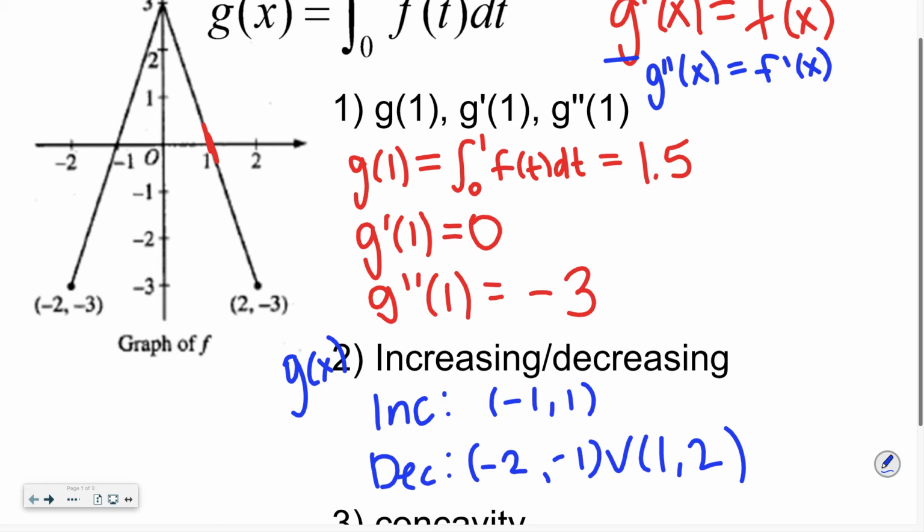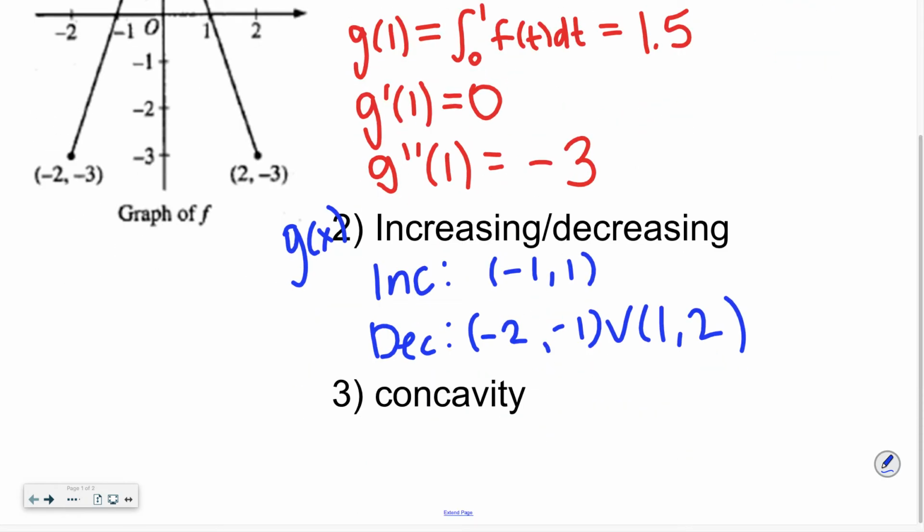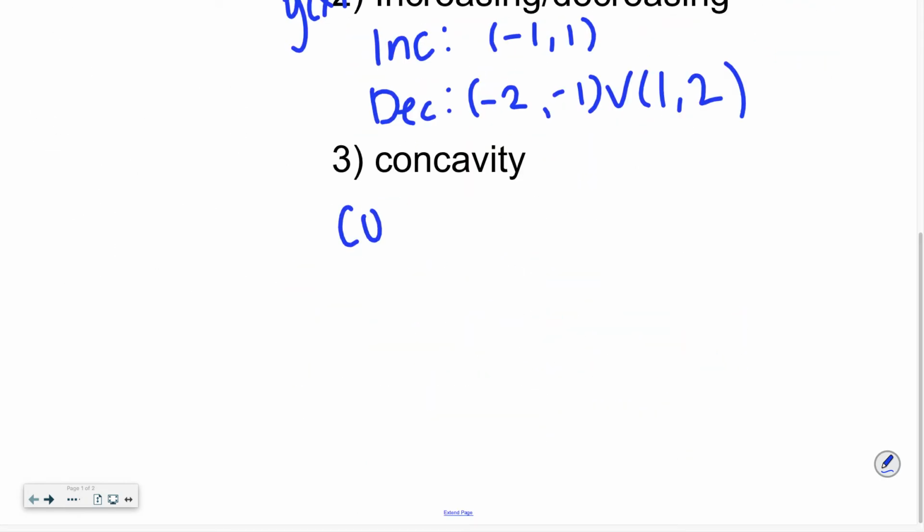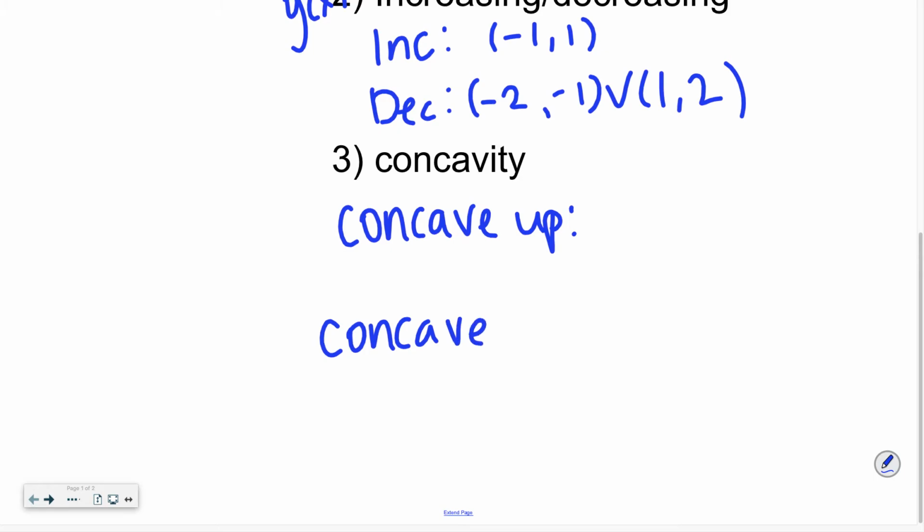Okay, now let's remember concavity. I want to know where G is concave up and concave down. 30 seconds to decide as a table. Yes, constant. So -2 to 0. So this is where it's increasing.